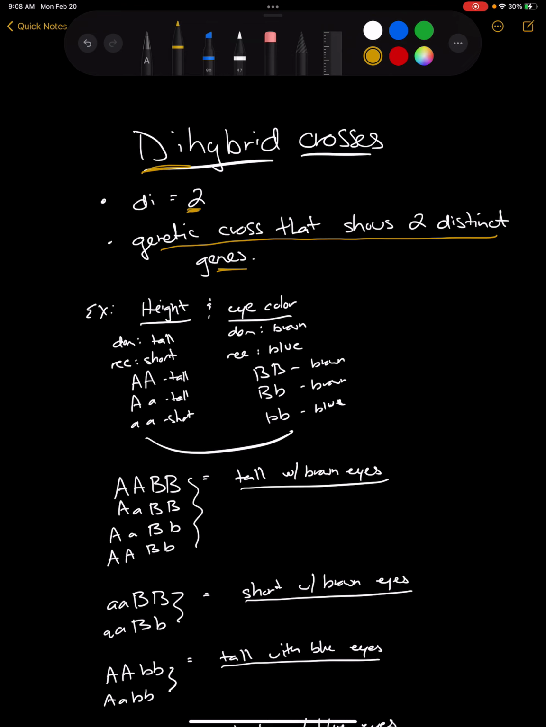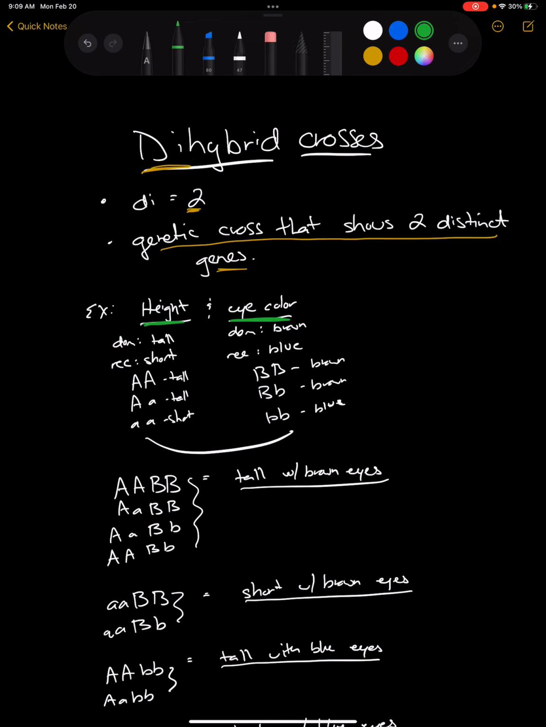For example, if we look at height and we look at eye color, that's two distinct traits. Those are two distinct genes. And sometimes genes tend to get inherited together, especially if they're really close to each other on the chromosome and we do crossing over.